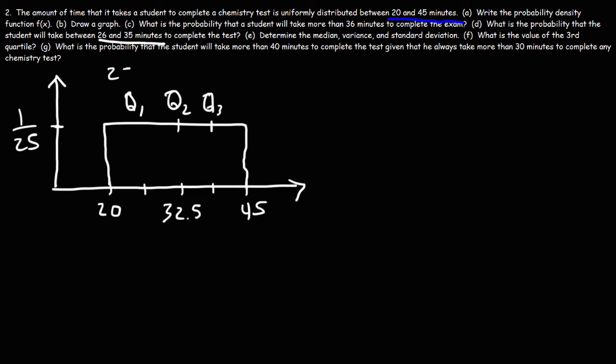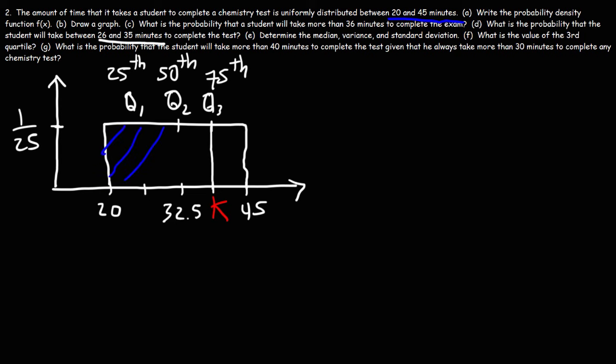The first quartile is the 25th percentile. The second quartile is the 50th percentile. And the third quartile is the 75th percentile. So what we need to do is determine the value that corresponds to the 75th percentile, which is the third quartile. And we're going to call it k.